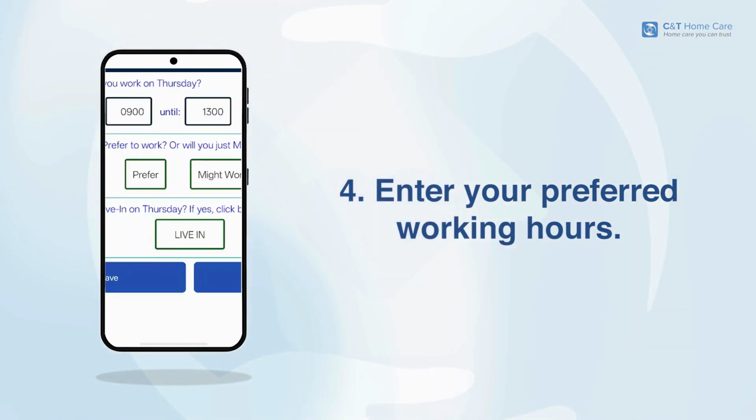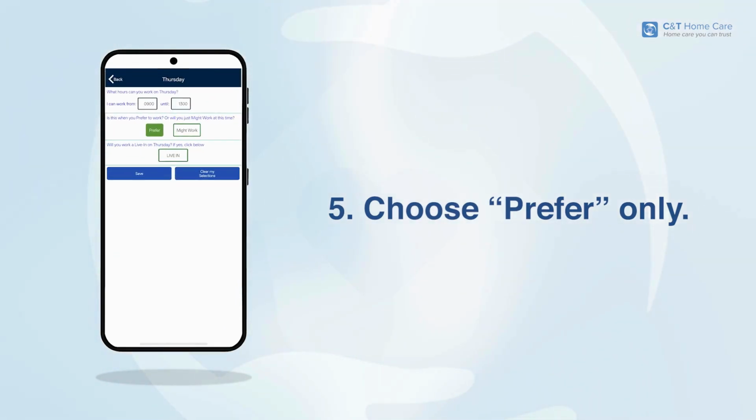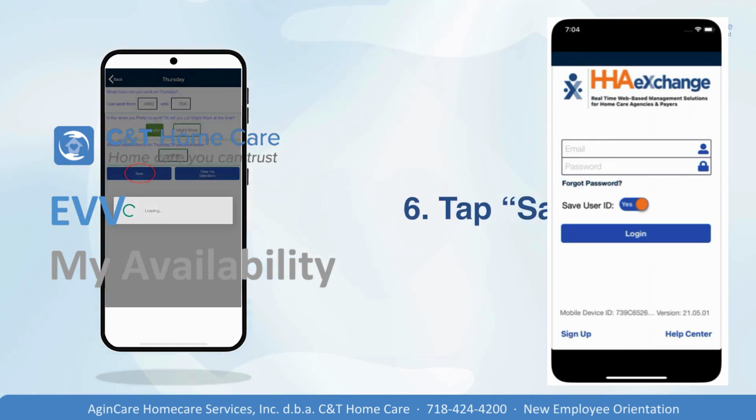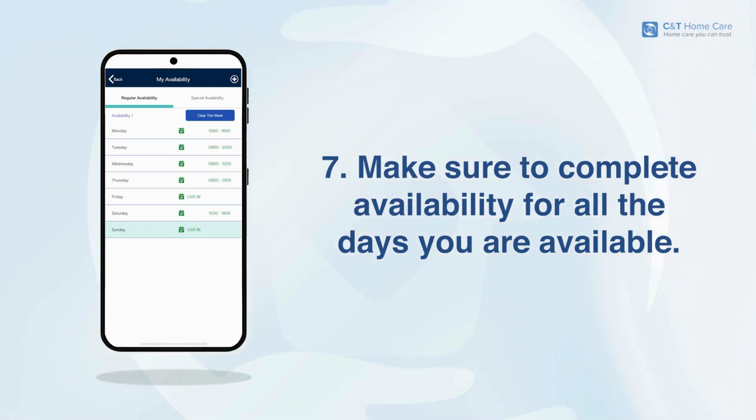When selecting availability, choose Prefer Only. We recommend not selecting Might Work. Once your hours are entered or live-in selected, tap Save. Make sure to complete availability for all the days you are available.